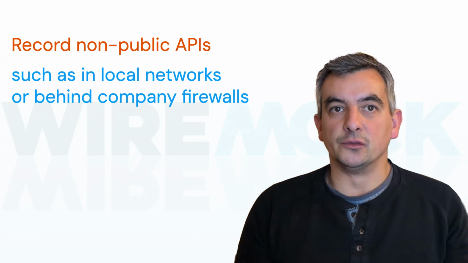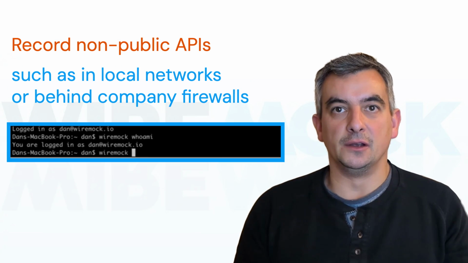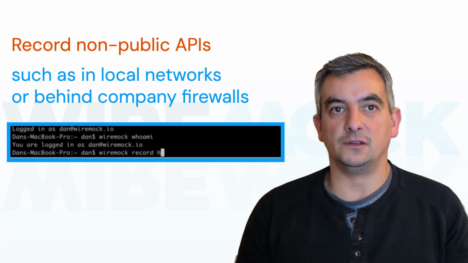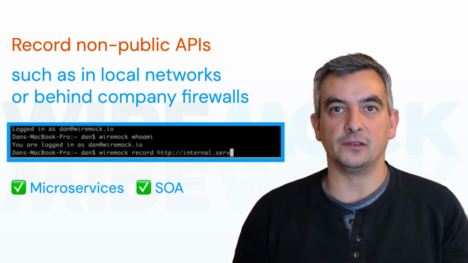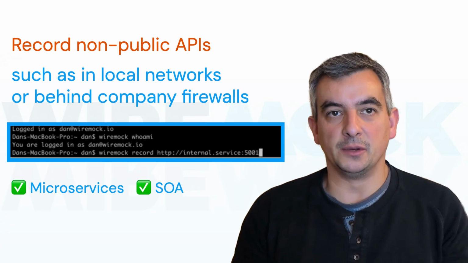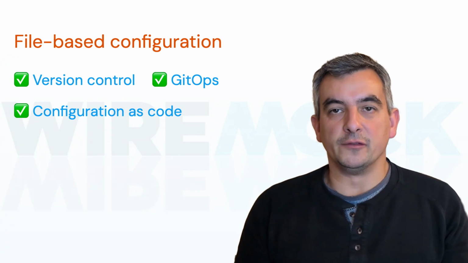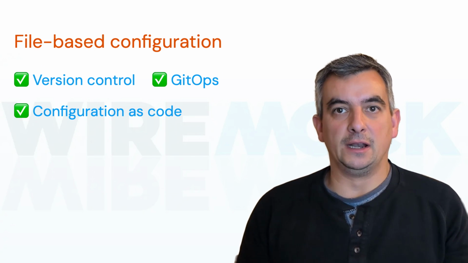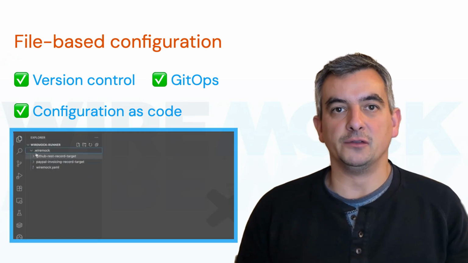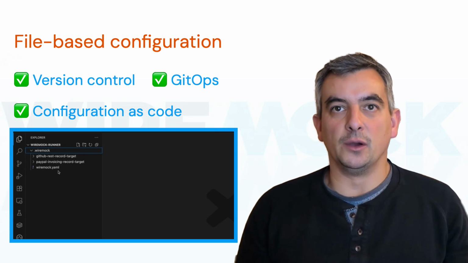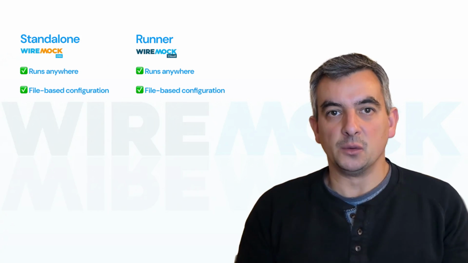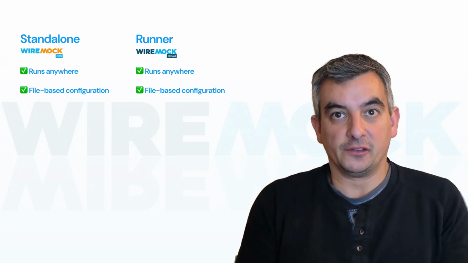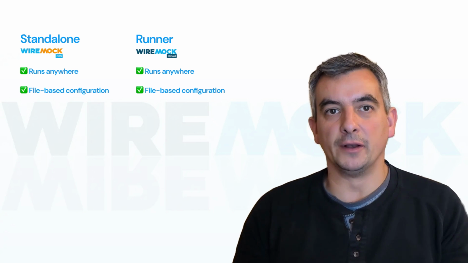The runner enables recording of traffic for APIs that are non-public, so this is a key capability for microservice and SOA teams who usually have their services running privately behind the company firewall. It's driven by a version control friendly file-based configuration format, so it plays well with GitOps and configuration as code type workflows. If you're familiar with WireMock Standalone, then you'll notice a lot of similarities with WireMock Runner, but WireMock Runner goes a lot further.